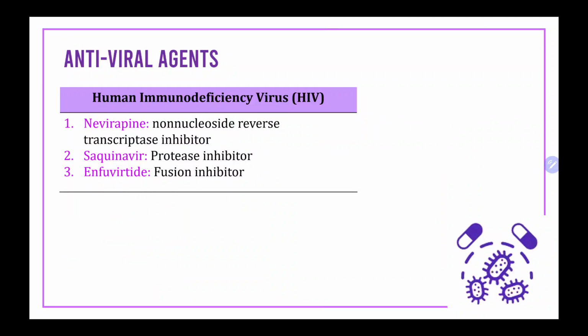Next agents are your antivirals. I would only be mentioning drugs under HIV, influenza A and B viruses, and hepatitis B virus. First one, we have your drugs under HIV treatment. You have your nevirapine, your saquinavir, and your enfuvirtide.